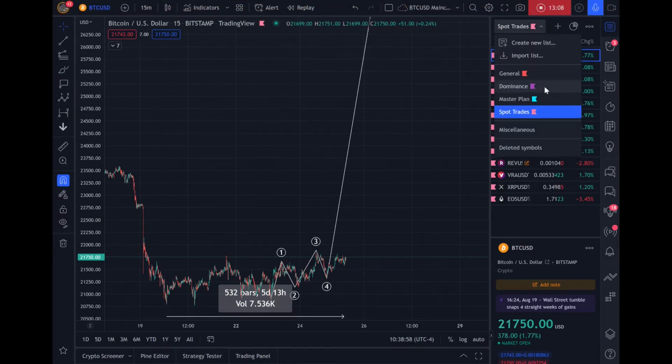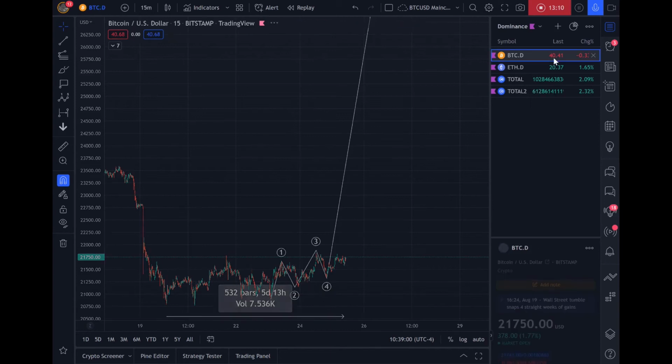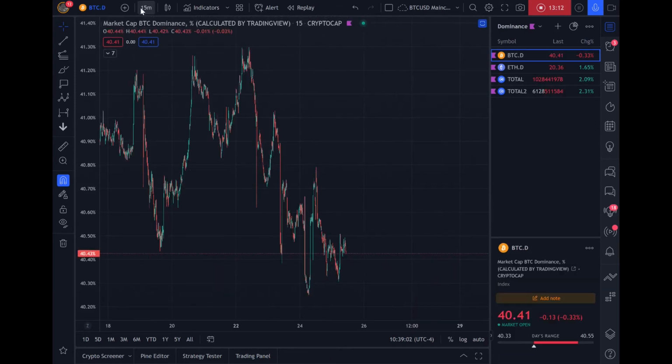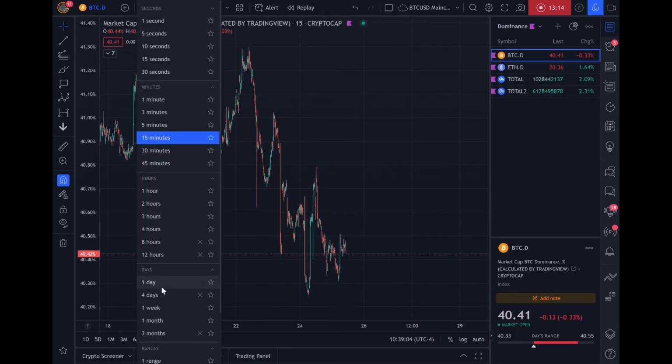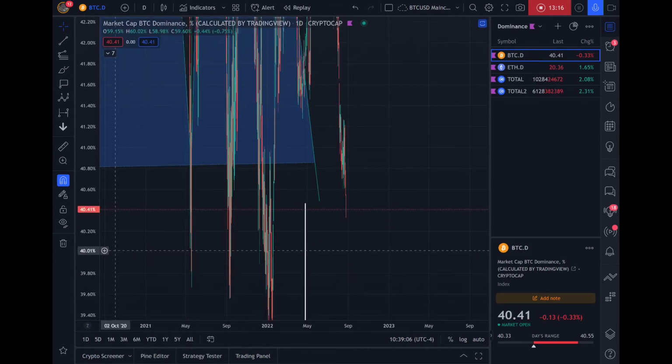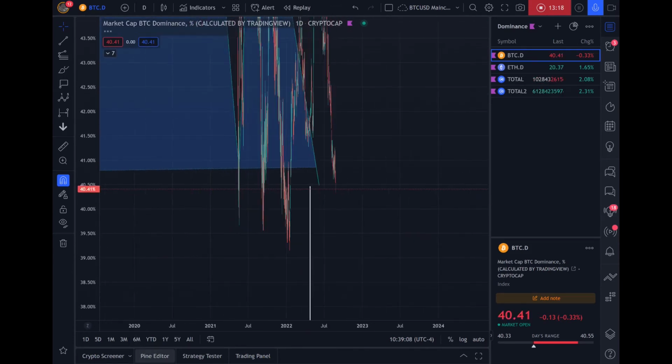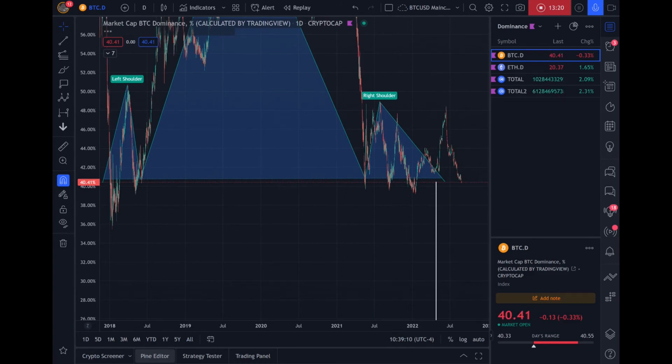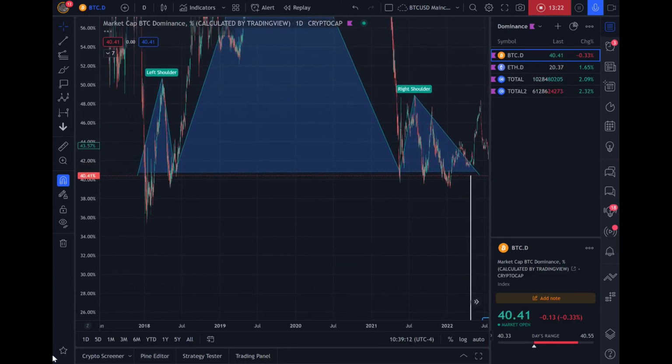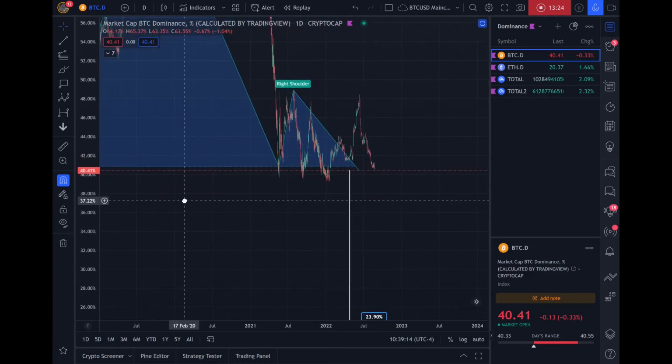If you go into your Bitcoin dominance chart, you can see it's literally tanking as we speak. Let's go on the higher time frame, the daily time frame. You can see that it's at this support that I just mentioned, right, of 40%, and it's currently losing that support.